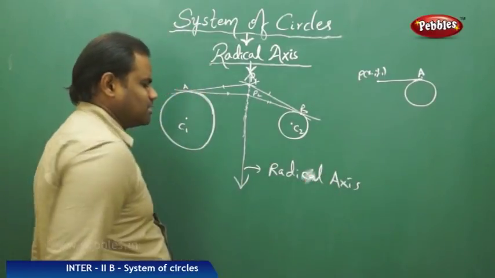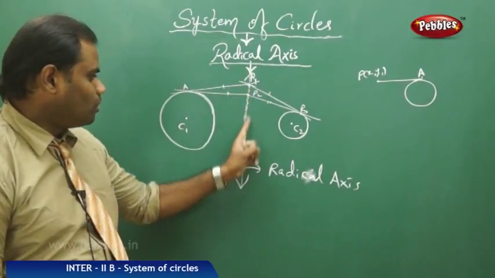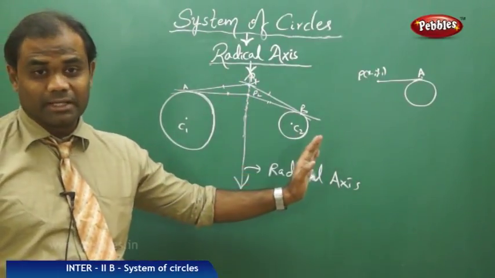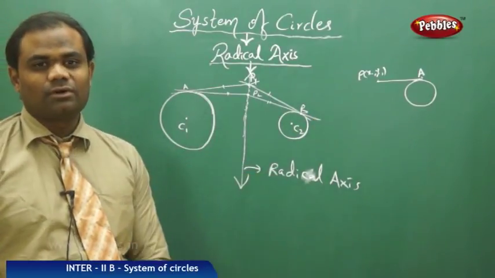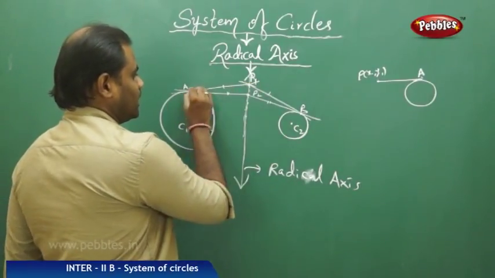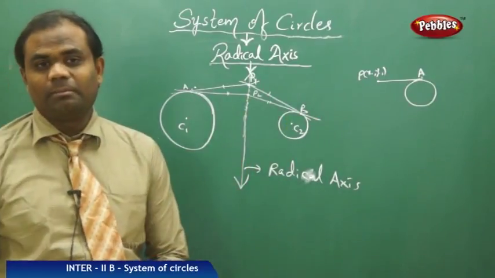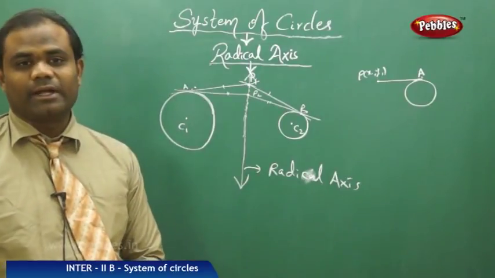So radical axis is a straight line which is obtained from the locus of all the points which have equal powers with respect to either of the two circles. As can be seen here, this point has equal powers, and hence we get a line which is called the radical axis.